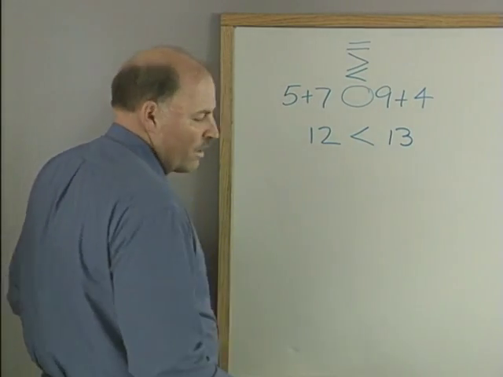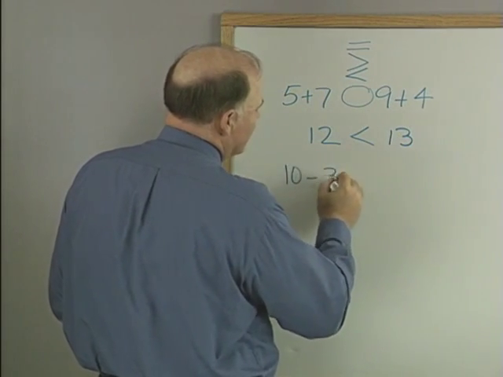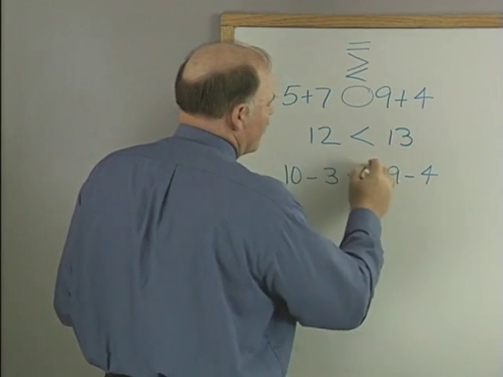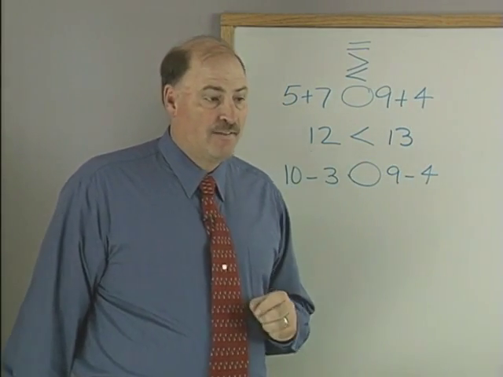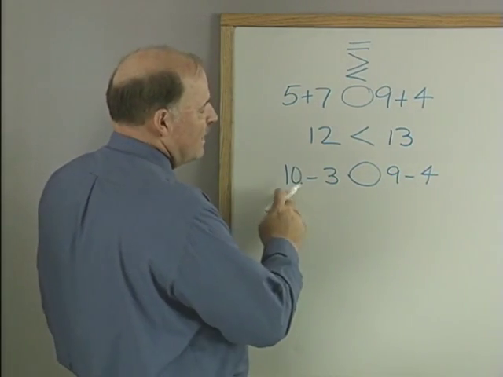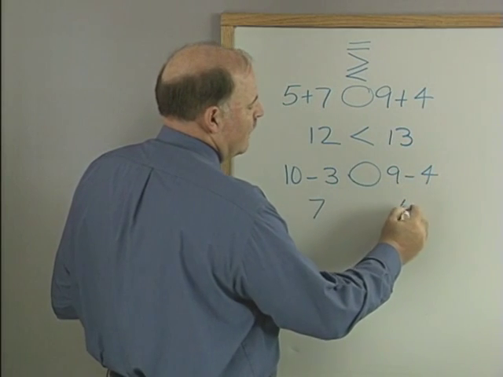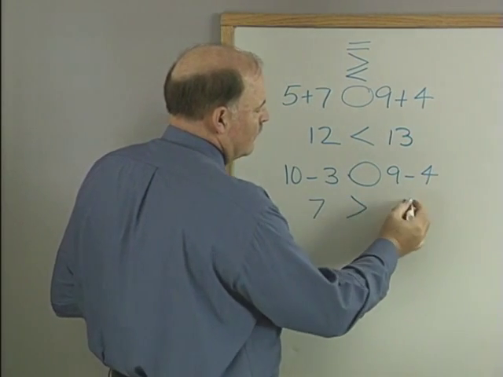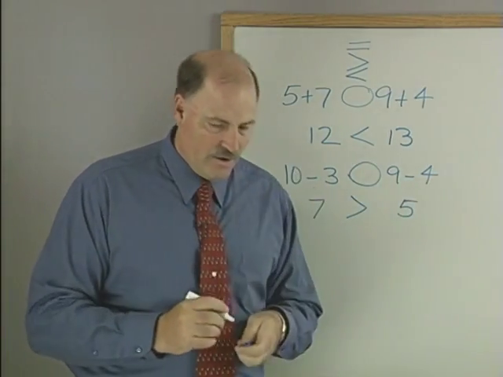Let's do one more. And this is a good place for us to review our facts practice. 10 minus 3 and 9 minus 4. Okay, what did we do first? Had to subtract, right? What's 10 minus 3? 7. What's 9 minus 4? 5. Which is largest? 7. Okay. 7 is greater than 5. Very good.